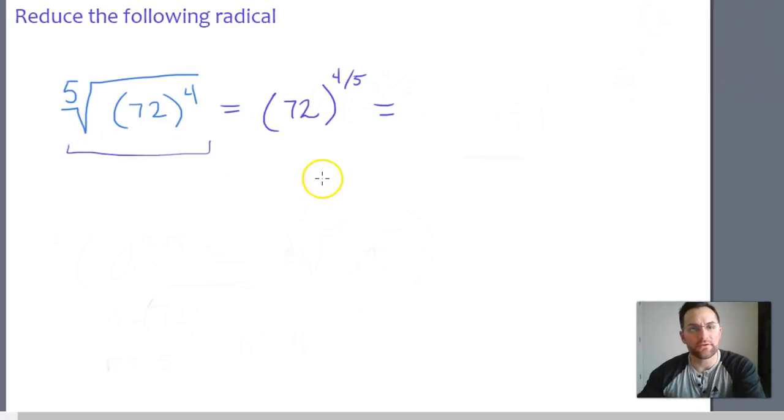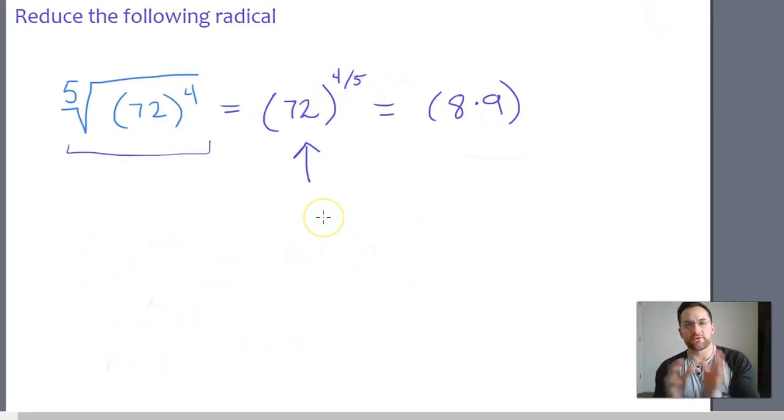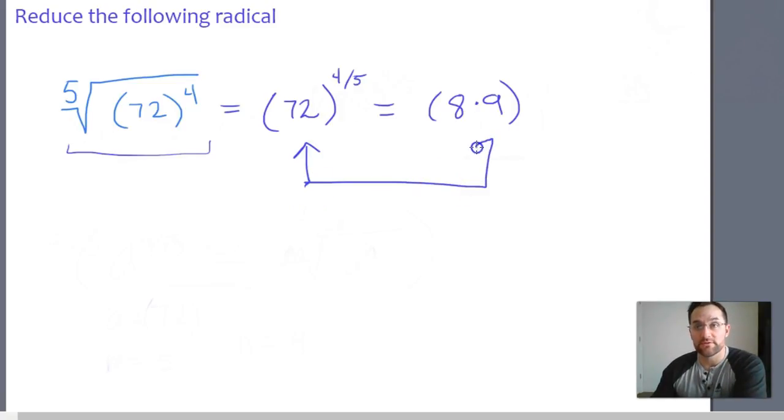Okay, so can we factor out anything in the parentheses here? We see a 72, so we can easily say that that is 8 times 9, right? Remember, data is like energy. It's neither created nor destroyed. It just changes form. So we're factoring the number 72 into its factors or parts, right? So we have 8 times 9, so 8's a factor, 9's a factor. You still have to take it to the power of 4/5, right?